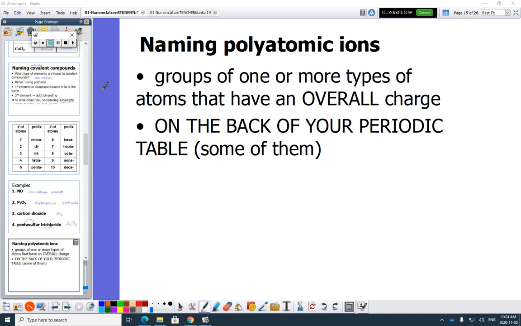Okay, so the good news is this table on the back of your periodic table has what we call kind of the parent form. So some of them are always what it says on here. Hydroxide will always be OH negative. Ammonium is always NH4. So some of them you can just straight up look, no problem. The ones that say ATE, you can change the number of oxygens.